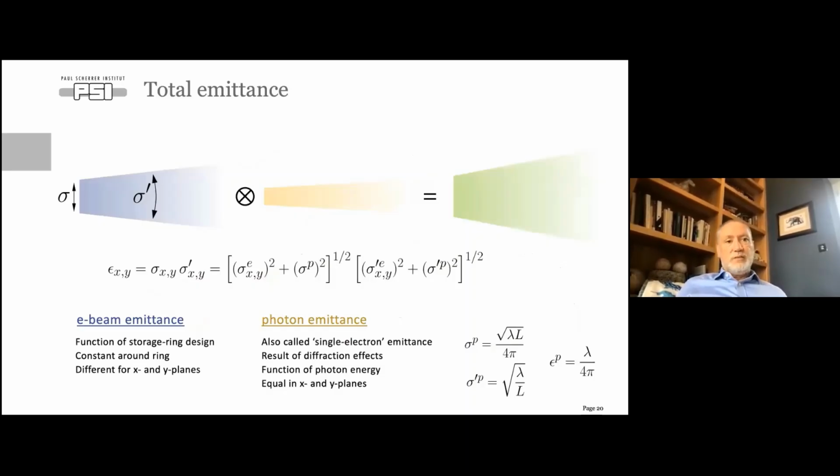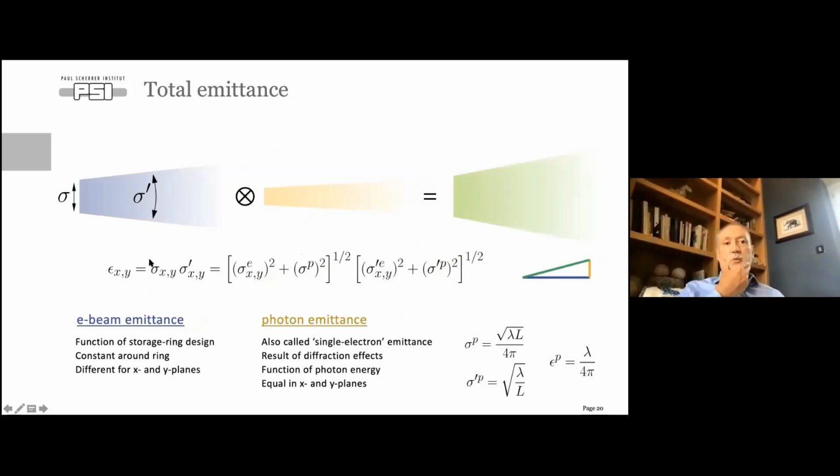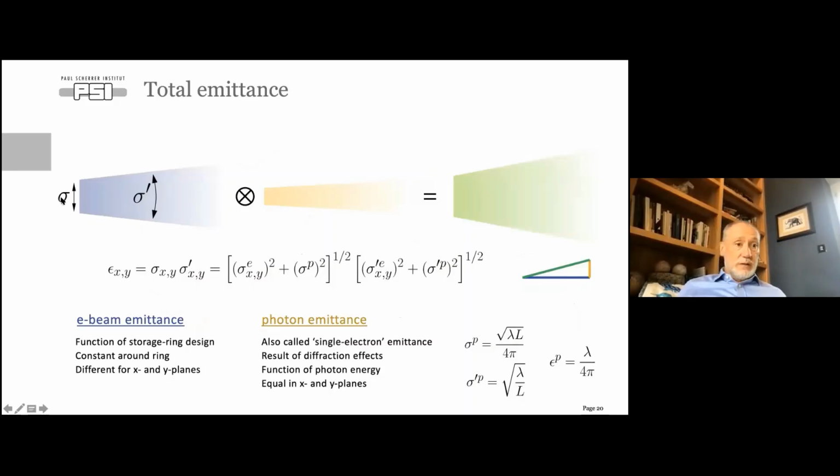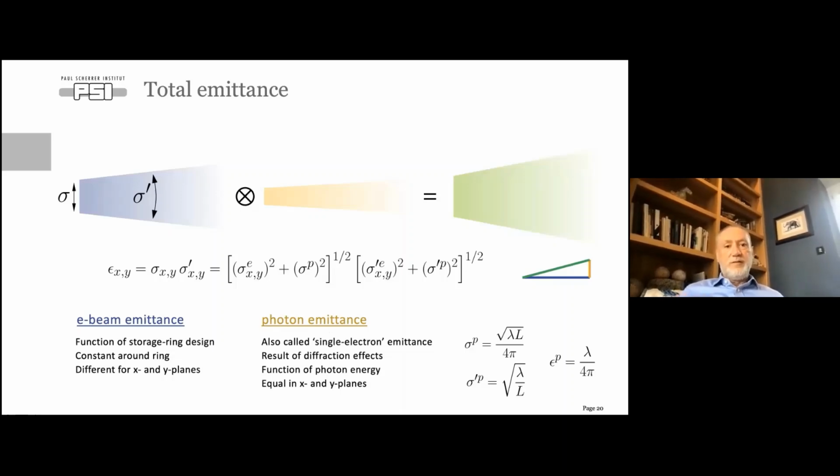one needs to understand this total emittance. We have a certain source size, which we call sigma, and sigma prime is the divergence. So we're just talking about one plane here, in say the horizontal plane. Now there is a certain emittance, or source size multiplied by source divergence, associated with the electron beam. But there is also a fundamental photon emittance, or so-called single electron emittance, associated purely with the emission of photons. And this is really a fundamental diffraction effect and cannot be played with.